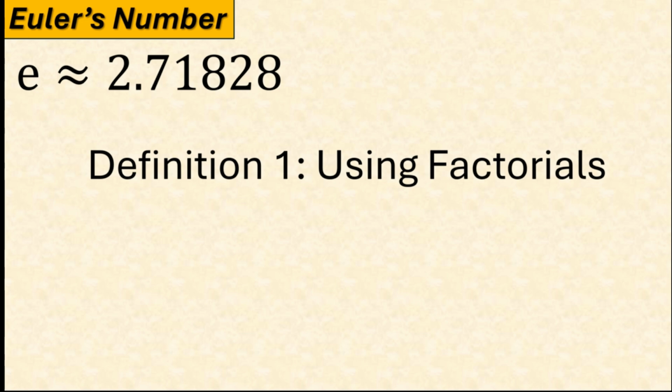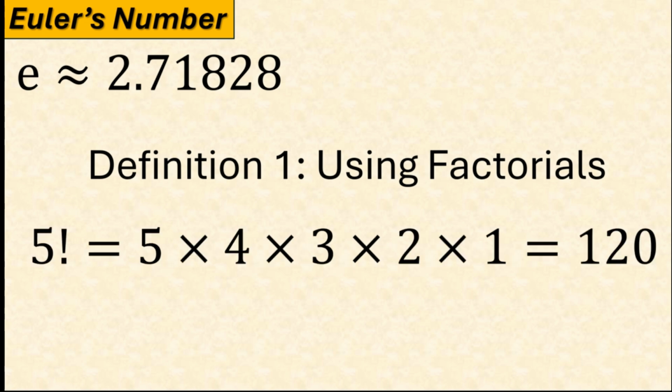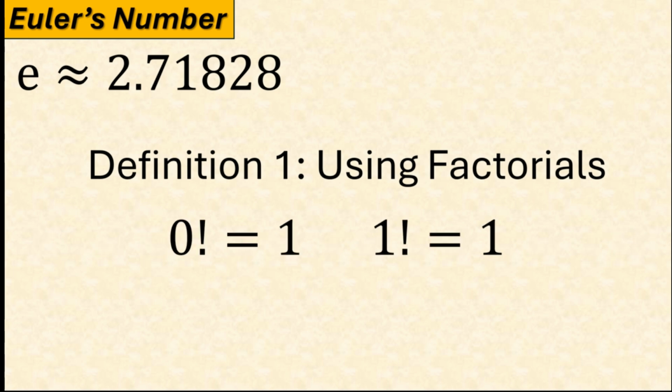The first definition I'll address is defining it using the factorial function. The factorial function is denoted using an exclamation mark, and the way it works is that you multiply your number by all the previous counting numbers. Here we see that 3 factorial is equal to 3 times 2 times 1, which is 6. Showing another example, we see that 5 factorial is equal to 5 times 4 times 3 times 2 times 1, which is 120. It is also important to note that 0 factorial and 1 factorial are just 1.